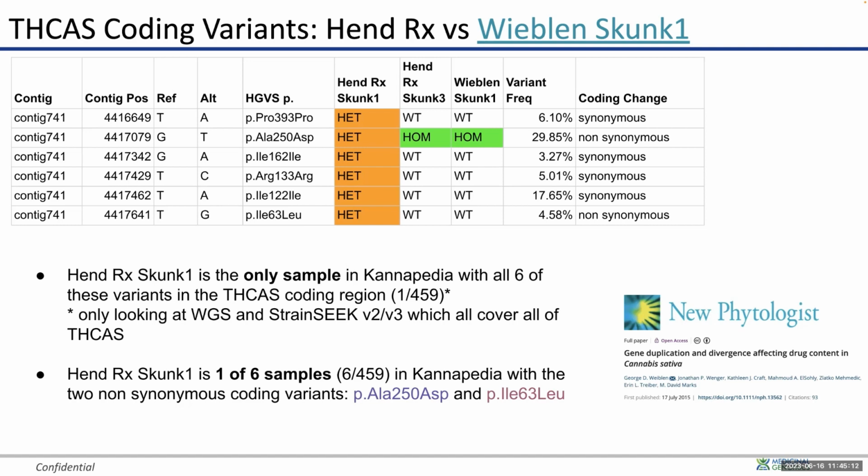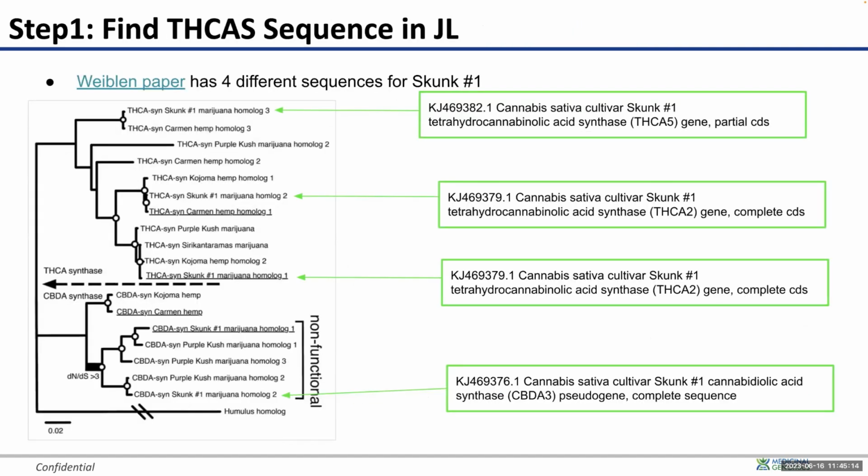Sure. So I went into some background. This is kind of just a record keeping of the work I did and how I did it. I took out the 4 sequences that are in that paper for Skunk 1. These are 4 sequences that are published in NCBI, and these are the names that they have in the database. There were 3 THCA homologs that they put in there, and then there was 1 CBD homolog that they put in the database too.